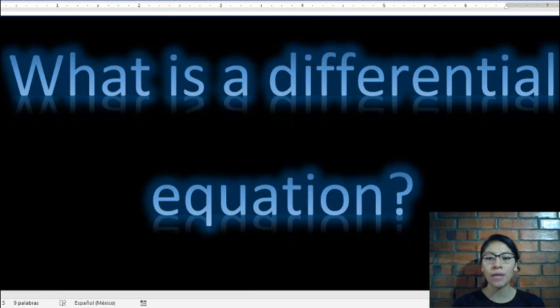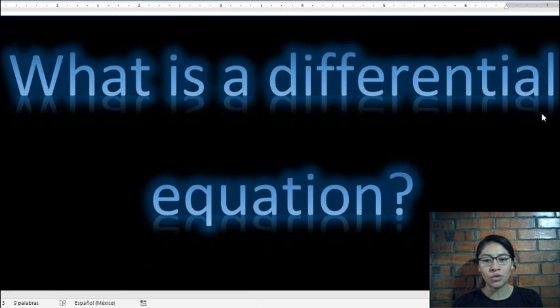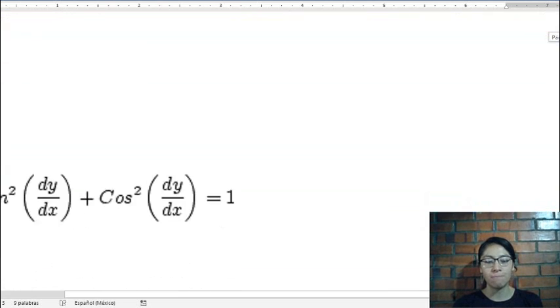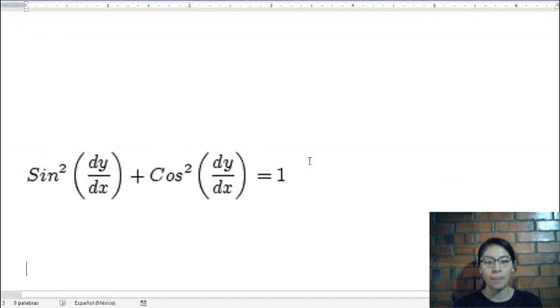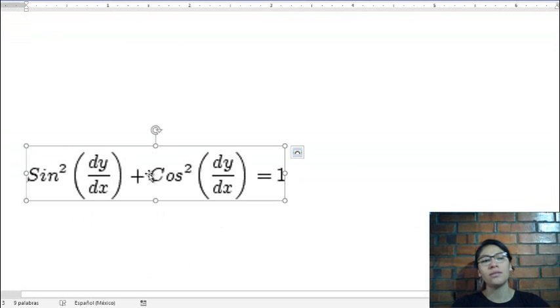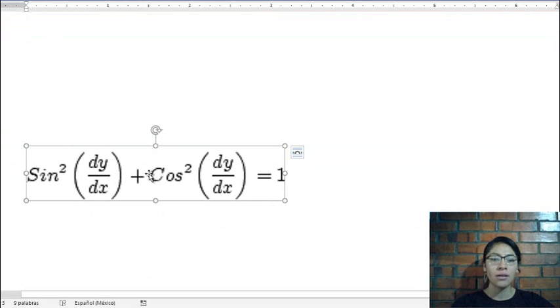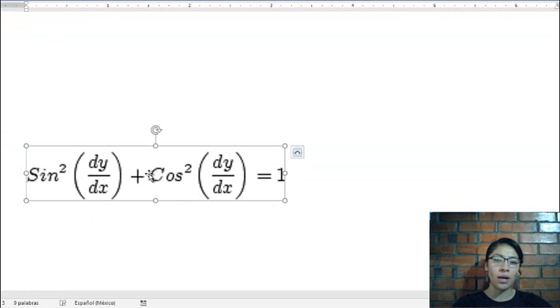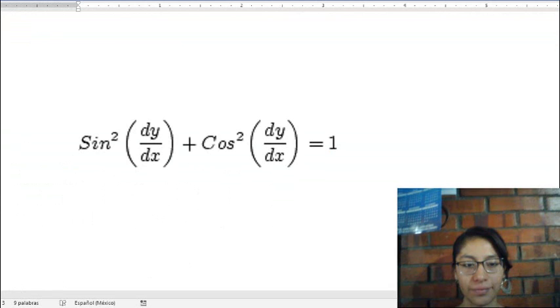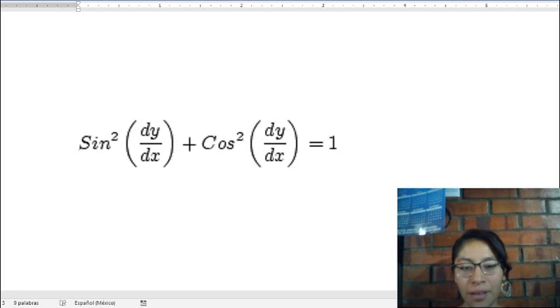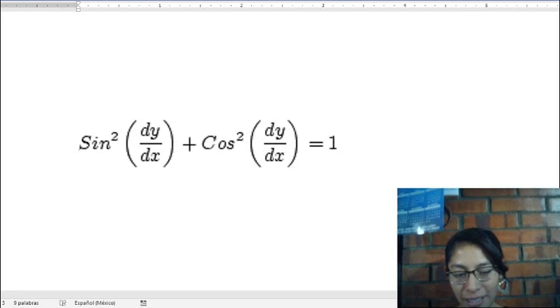The phrase non-trivial in the previous definition has the purpose of discarding differential equations that satisfy the definition, but are really identities. That is, they are always true no matter what the unknown function is. An example of such type of equation is the next: sine squared of x times dy/dx plus cosine squared of x times dy/dx is equal to 1. This equation is satisfied by any function of a variable that is differentiable.